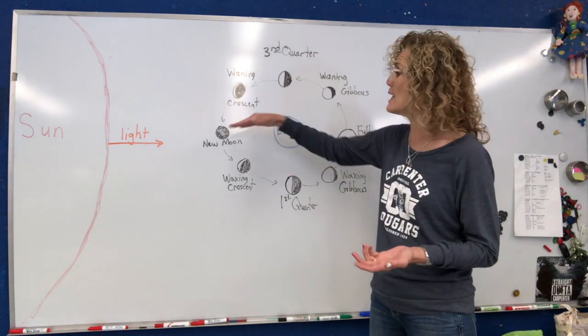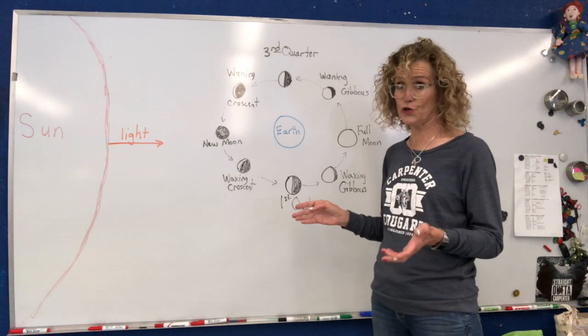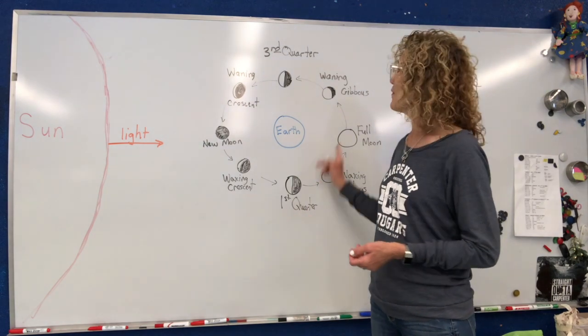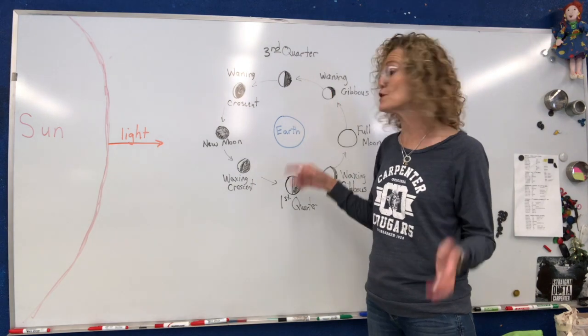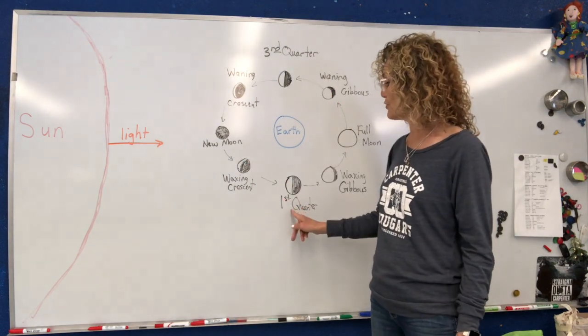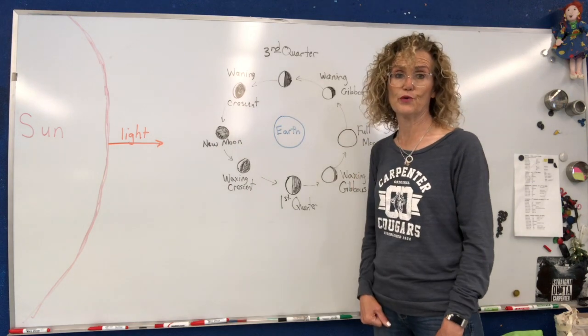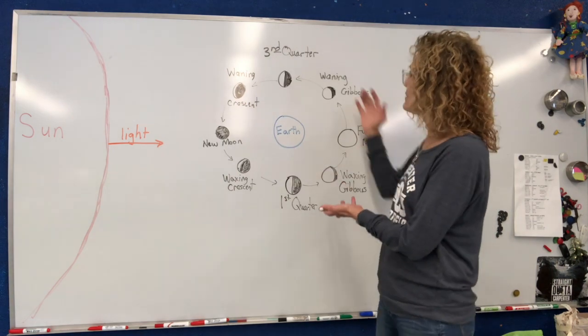But why is this called first quarter and that's called third quarter? Well, it's because if you took this circle and divided it into fourths or quarters, this would be the end of the first quarter. This would be the end of the third quarter. So if you looked at just quarters, it would be new moon, first quarter, full moon, third quarter, and back to new moon.